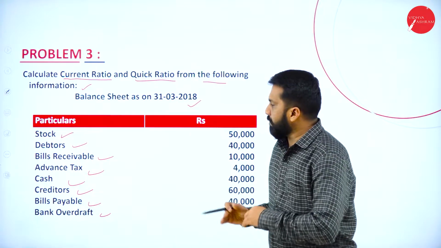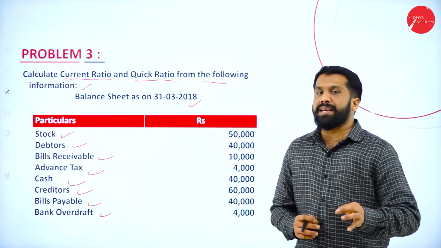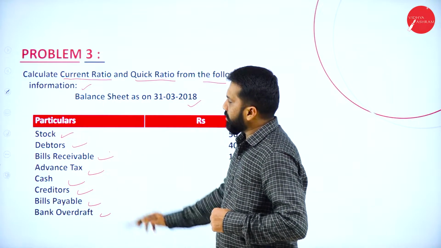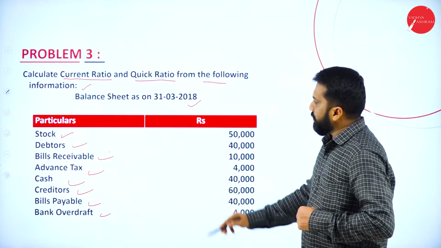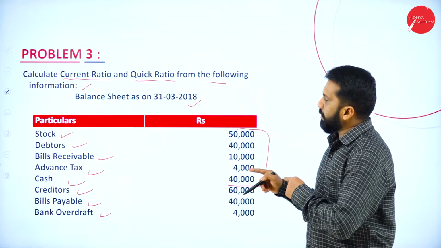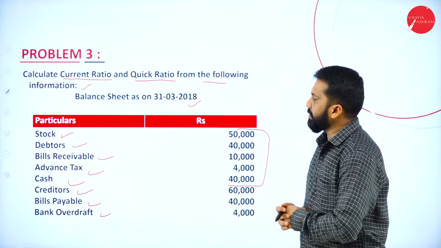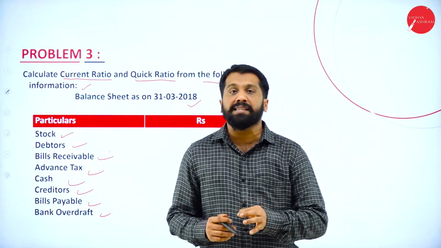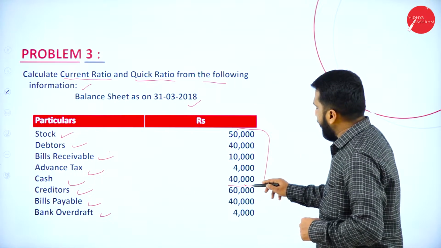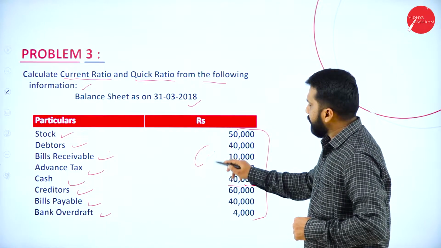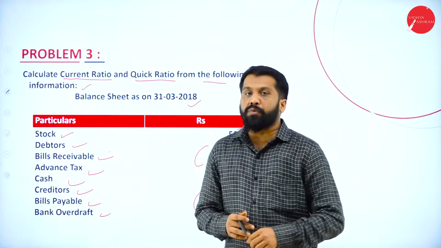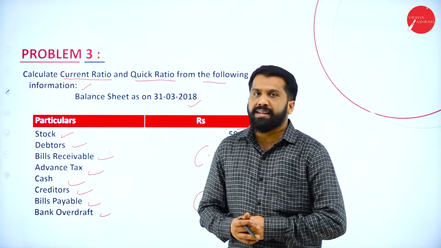Now, how do we consider the current asset as well as current liability part? In this, stock, debtors, bills receivable, advance tax as well as cash, up to this we consider as current assets. Again, I'll repeat: stock, debtors, bills receivable, advance tax as well as cash, up to this we consider as current assets. From creditors, bills payable and bank overdraft, we call it current liabilities. So we found out what are current assets and what are current liabilities.